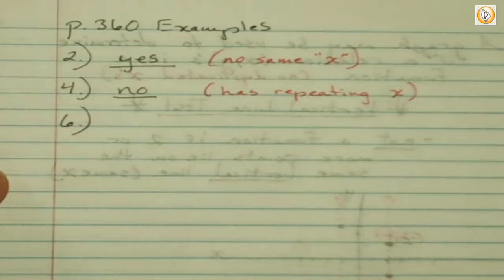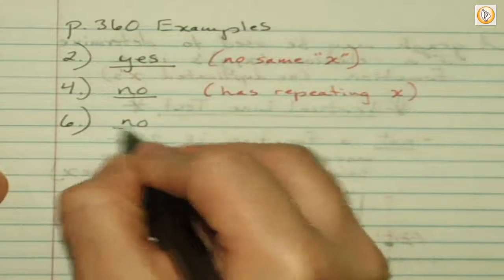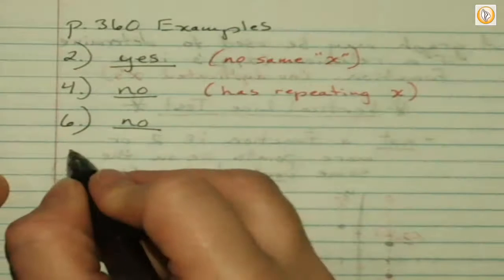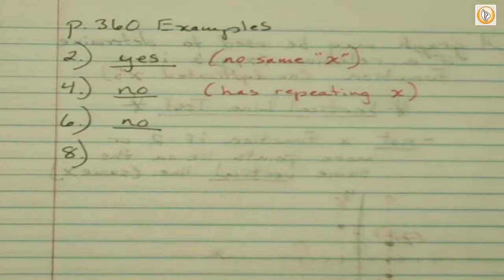Well, Wit, do number 6. Is number 6 a function? It is not. Very good. Because it also has what? A repeating x. Yeah, because that -1 has a repeating x. Good. Think y'all got it.